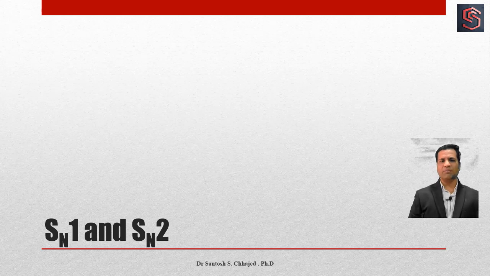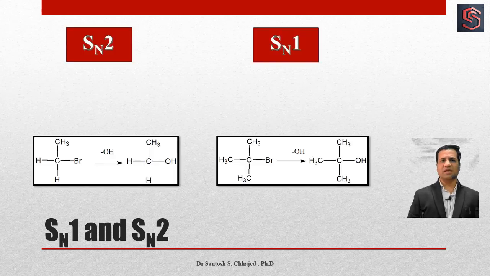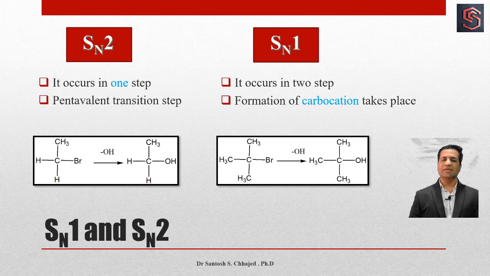Moving forward, we will compare what the difference is between SN1 and SN2. Already made mention, in case of SN1, tertiary alkyl halide will react to form a corresponding alcohol, and this will occur in two steps. Whereas in case of SN2, primary alkyl halide will react to form a corresponding alcohol, and this will occur in one step. So depending upon the structure of the alkyl halide, whether it is primary or tertiary, the path of reaction will be either SN1 or SN2.